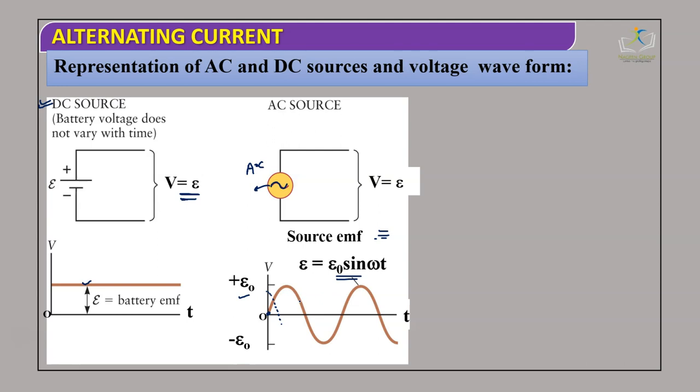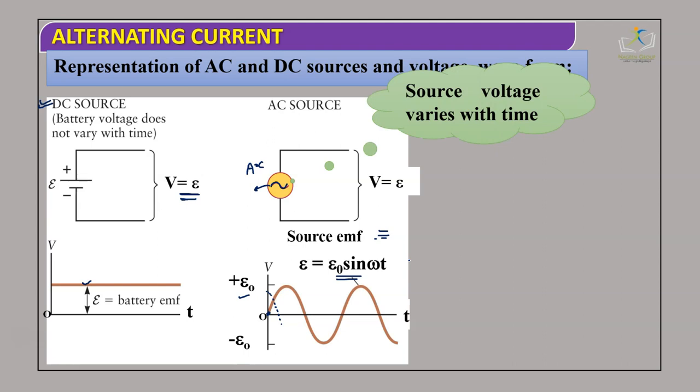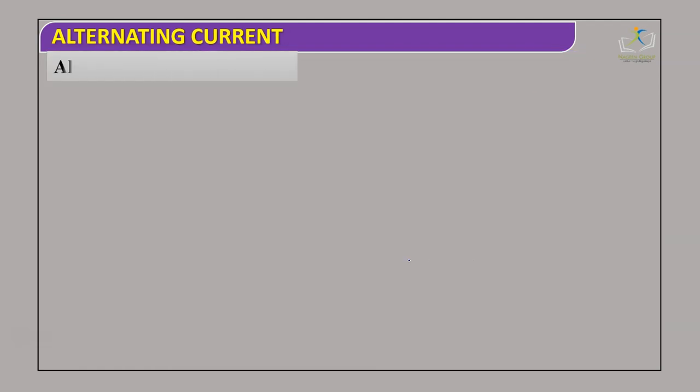Okay, that cosine graph is also a periodically changing graph. So we can consider cos omega t instead of sine omega t. There is no issue with that. Source voltage varies with time.